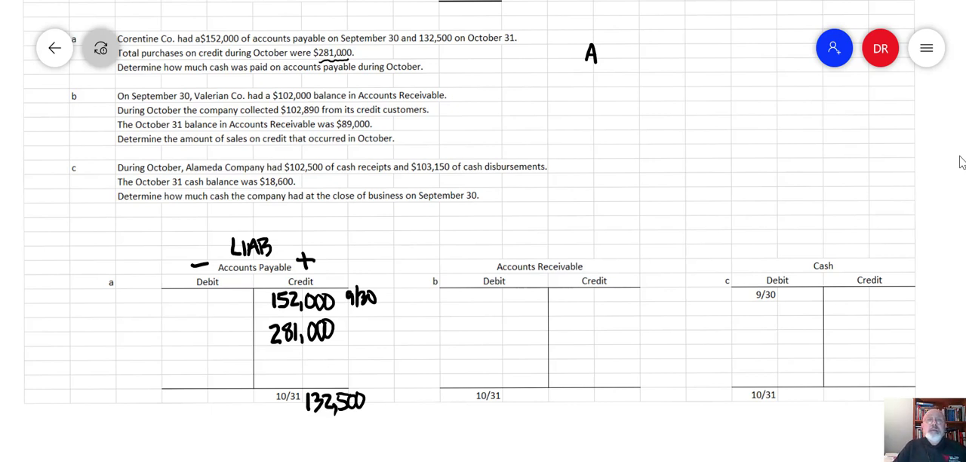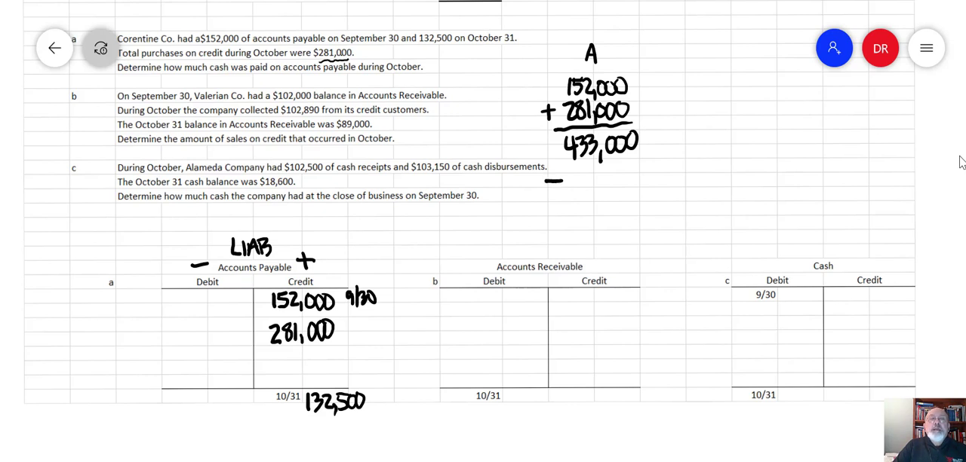So if we're working this out, letter A, because these are all the same transaction on the same side of this liability account, we're going to start with the beginning balance in liabilities plus the purchases of 281 to arrive at 433,000, which was the largest the balance could be before we made any payments.